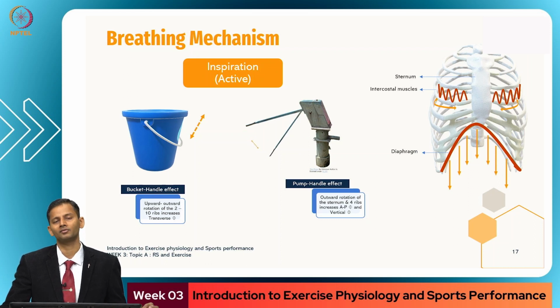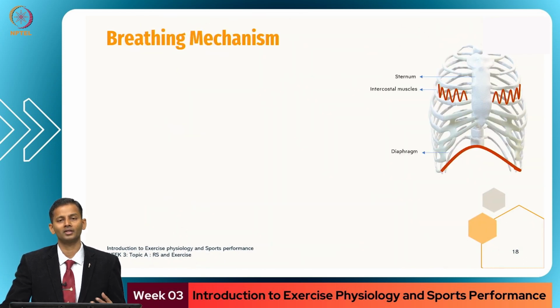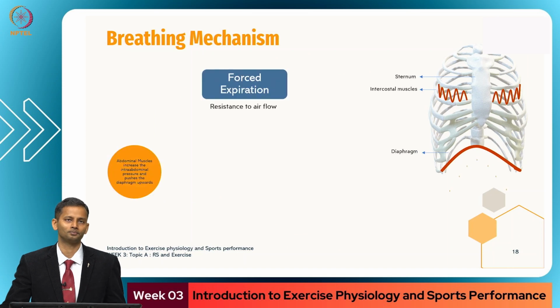The same thing happens with the sternum and the upper ribs. This causes the sternum to move forward and the ribs to rotate. So this causes an increase in the AP and the vertical diameter. This is the reason why you have an increase in the thoracic volume.